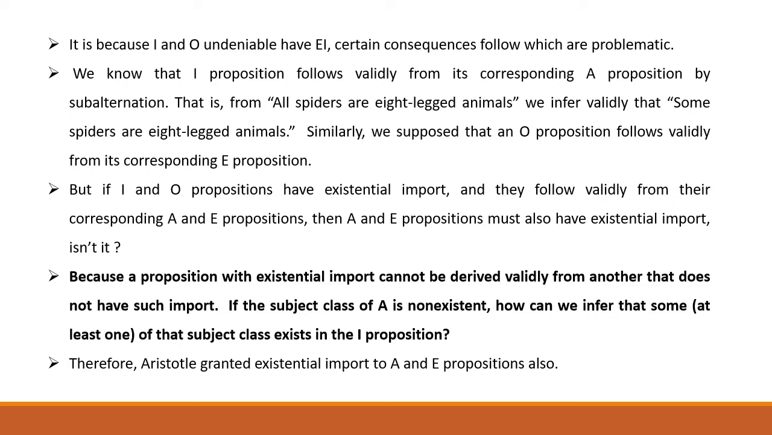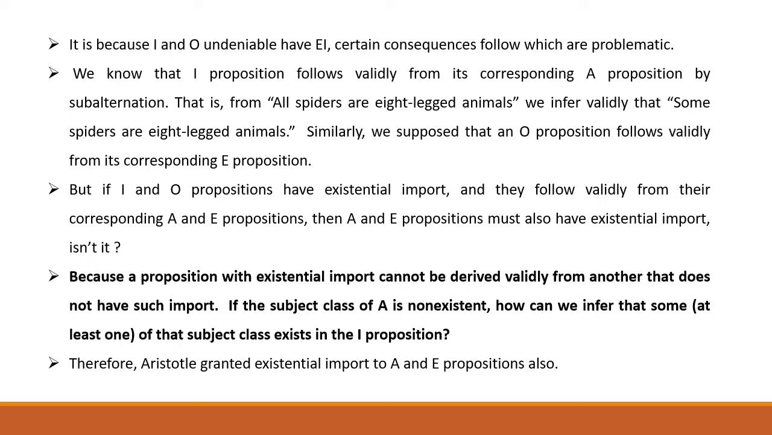Now we know that the I proposition, the particular, has existential import, which means there exists at least one spider which is an eight-legged animal. Okay, so where are we deriving this I proposition? We are deriving this I proposition from the A proposition, which says all spiders are eight-legged animals. So it is commonsensical to assume that if the I proposition has existential import, then obviously the A proposition must also have existential import. We cannot say the subject class in the A proposition, that is spiders, does not exist. Don't you think? Because it has to exist. Otherwise, how can I derive the particular of at least one spider from the universal proposition of A?